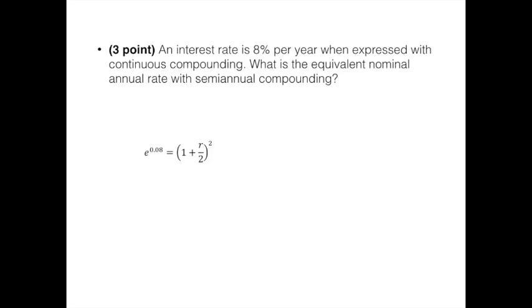Well, you earn (1 + R/2) to the power of 2. You solve this equation and you get 8.16%. In other words, a bank gives you a quote as nominal annual with semi-annual compounding of 8.16%. Effectively, per 1 year period, this is the same as you receive 8% with continuous compounding.